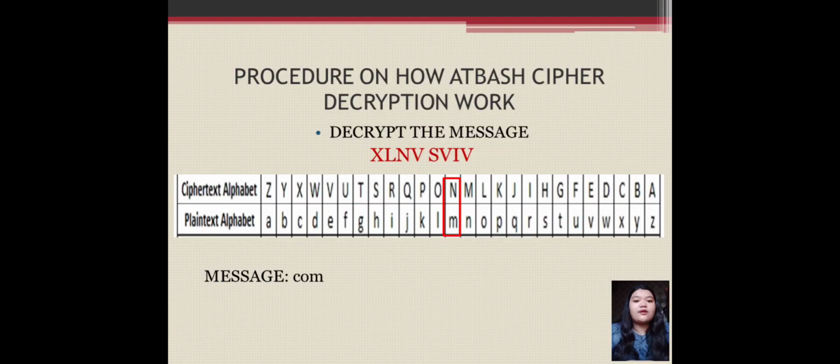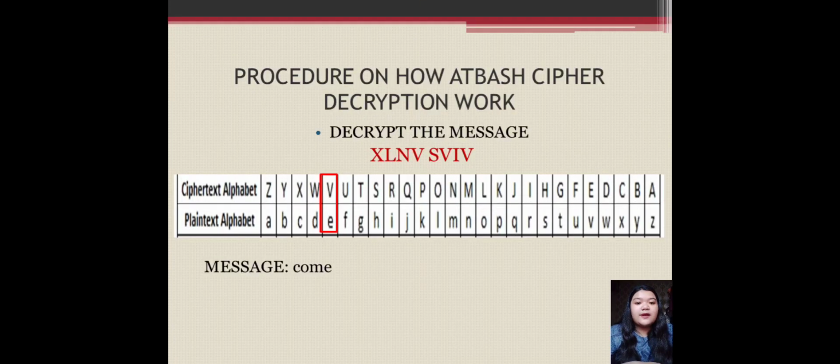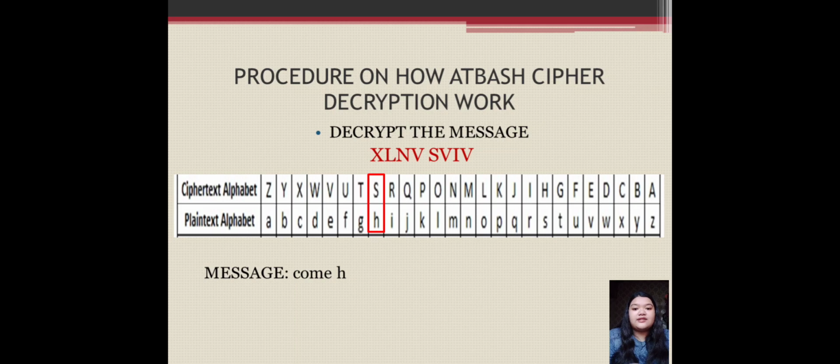The column corresponding to N is M. So N decrypts to M, and the third letter in the message is M. The column corresponding to V is E. So V decrypts to E, and the fourth letter in the message is E. And now we have the word come. Now we are in the second word.